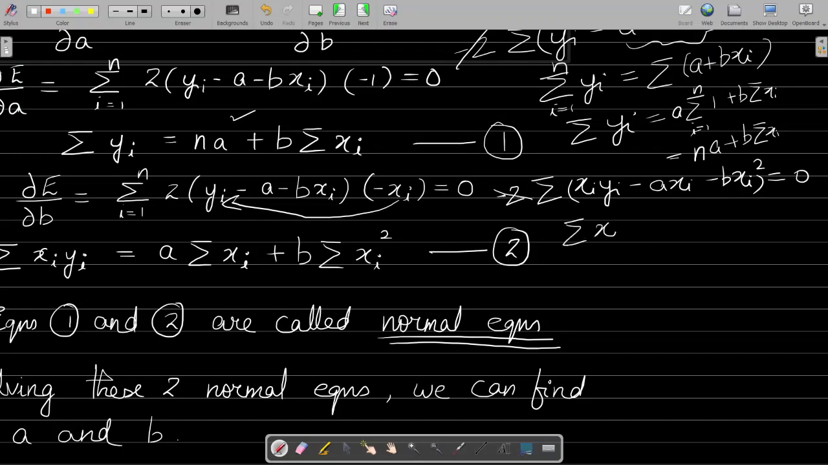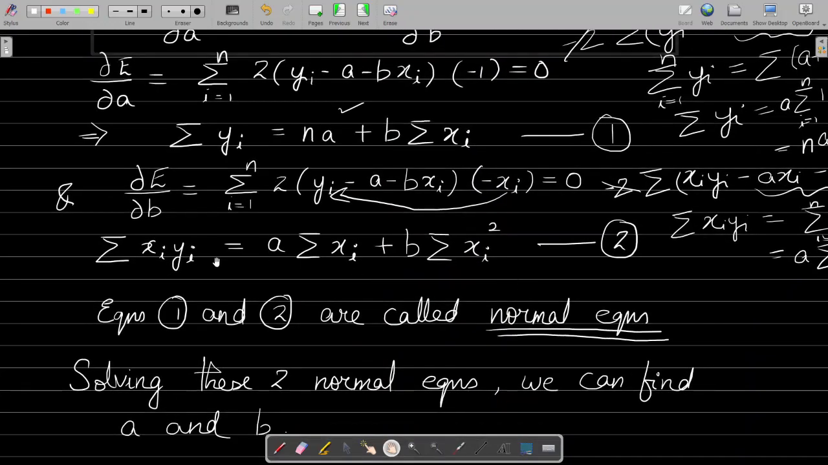So I'll be left with summation xi yi equal to summation, I'm taking these terms to the right hand side, so summation a xi plus summation b xi square. So a is a constant, I can take it outside. I mean, it's not a constant in that sense. This summation actually runs from i equal to 1 to n, and a does not have any i term. So a can be taken outside. So it will be a summation xi plus b into summation xi square. That is what is given here. You can see it here. It is given like that. Summation xi yi equal to a summation xi plus b into summation xi square.